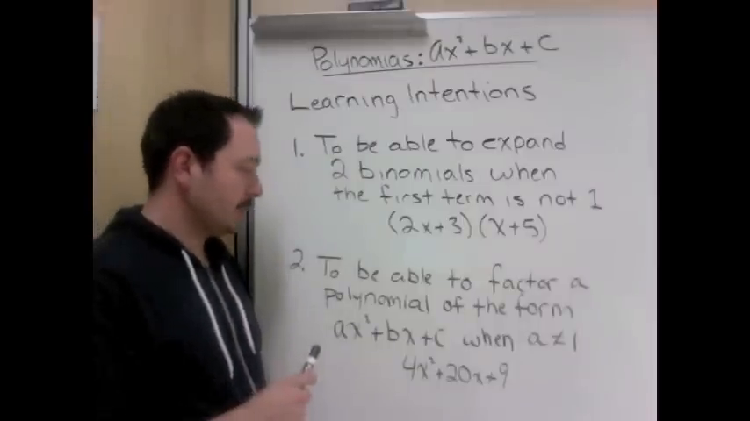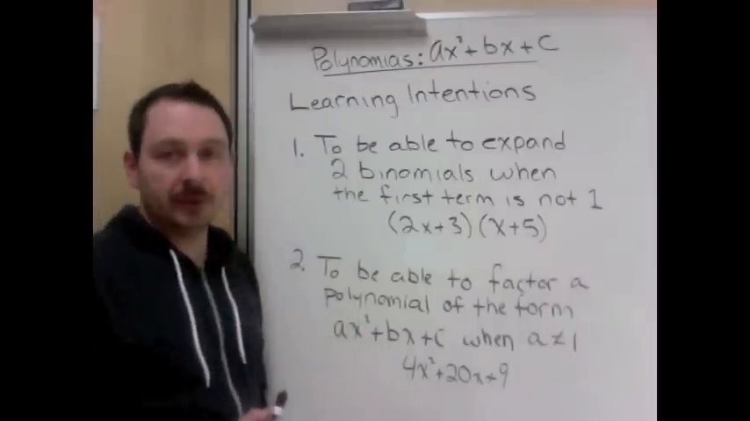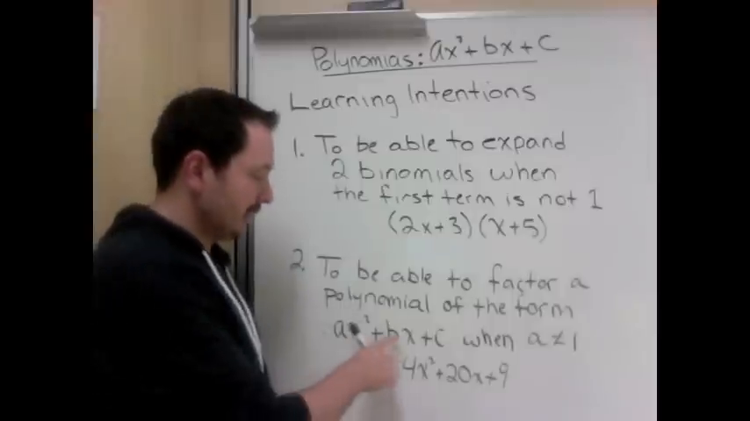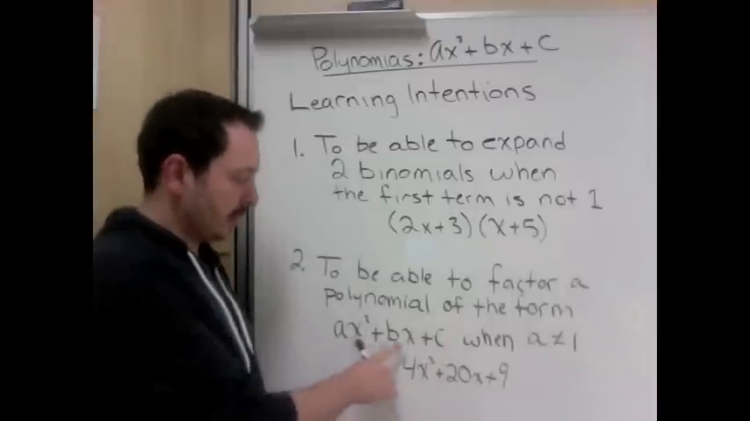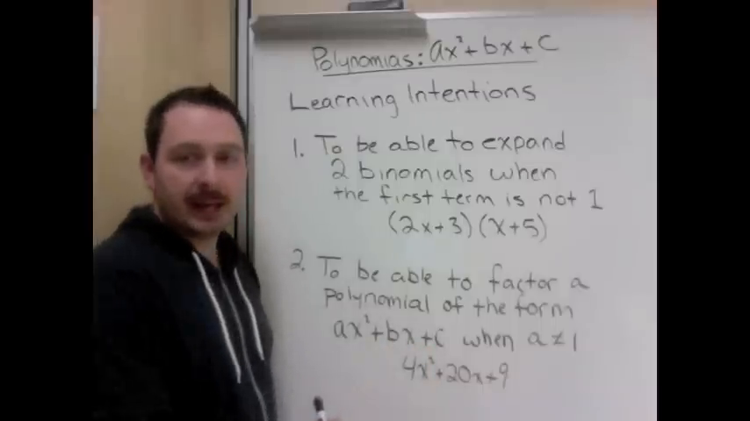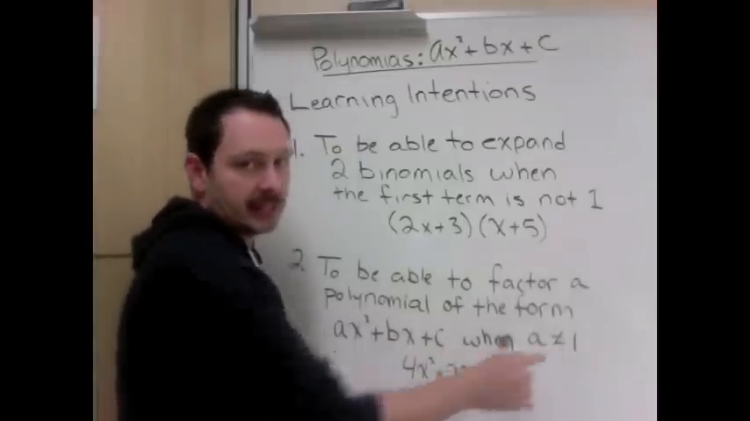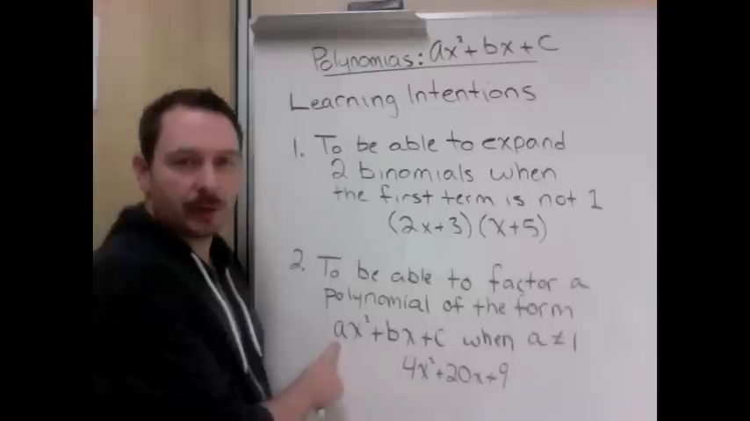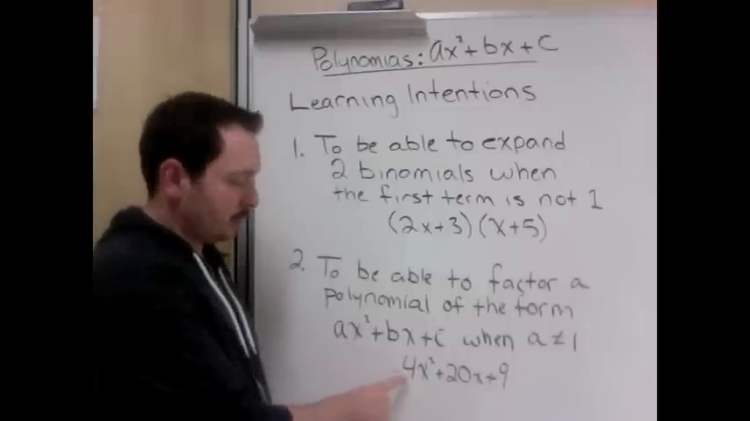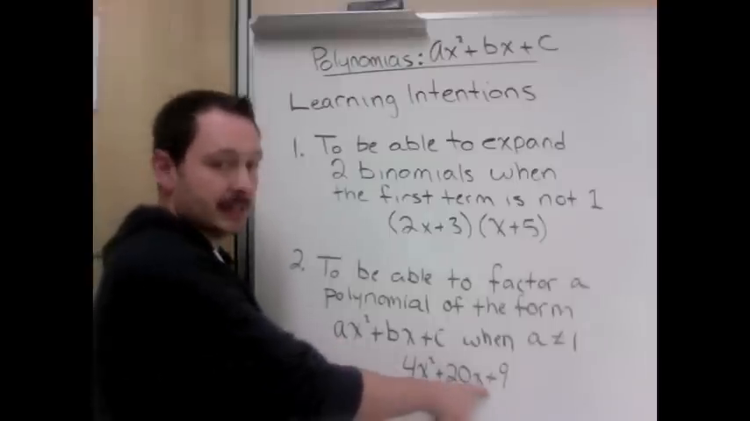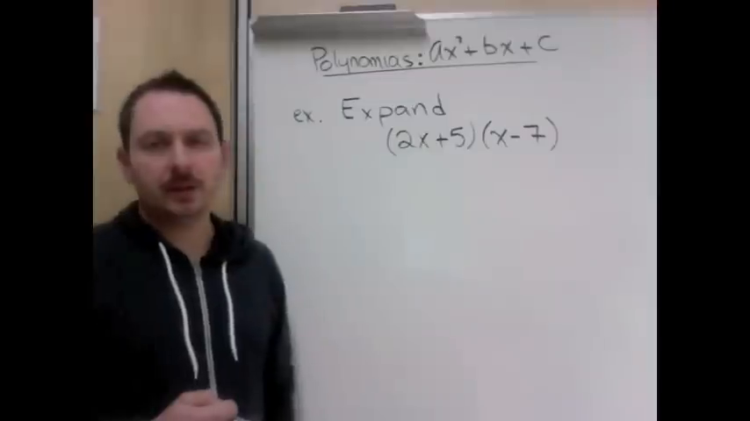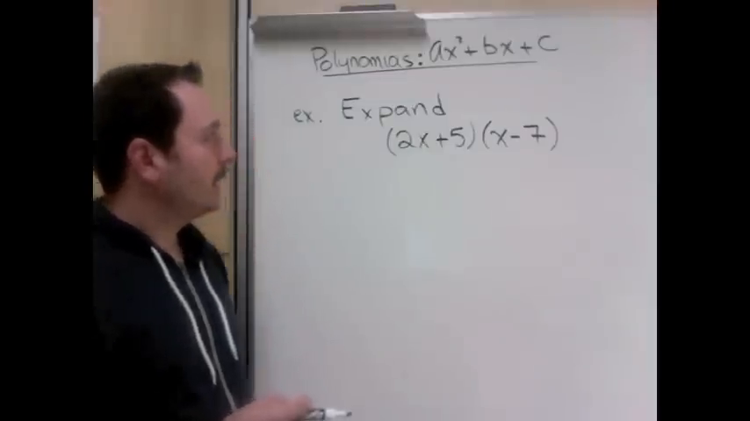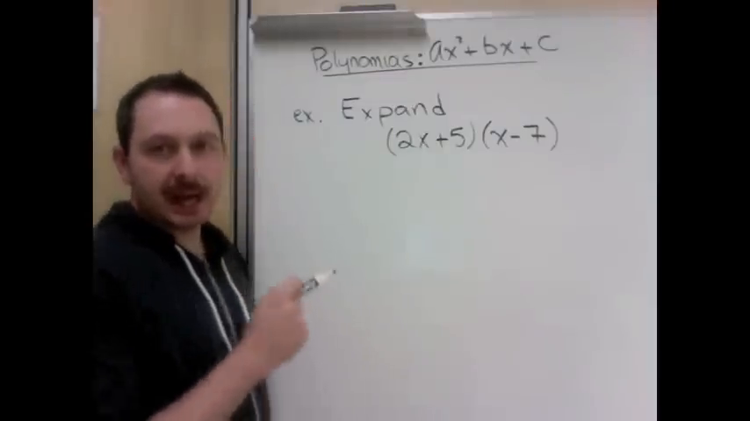And the second thing we're doing today is to be able to factor a polynomial of the form ax squared plus bx plus c. So notice x squared, x, and c. But today, when a does not equal 1. So when this doesn't start with a 1. An example of this would be 4x squared plus 20x plus 9.